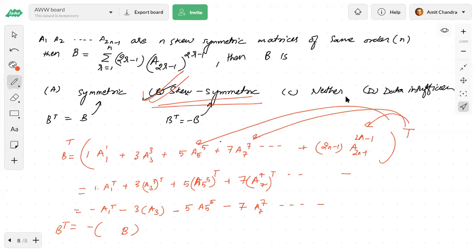Okay, fine. So let's move on to the new topic, which is the determinant of a matrix. Till now we have done the properties of different matrices.